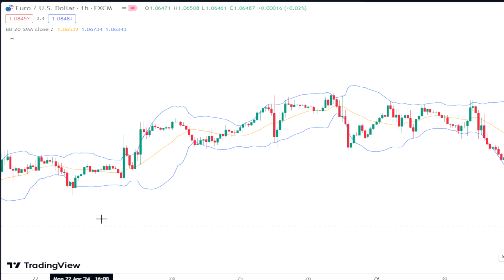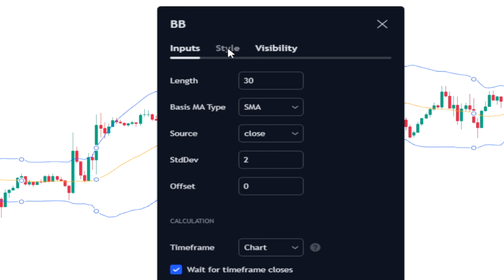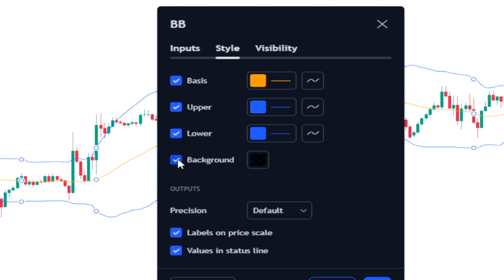Now the default settings Trading View will give you are pretty nice, but we want to change them for this specific strategy. First thing you want to do is go to the length section and change the value to 30. Make sure the standard deviation is set to 2. Then I'm also going to remove the background of the indicator. This is all personal preference. You can do whatever you prefer here.